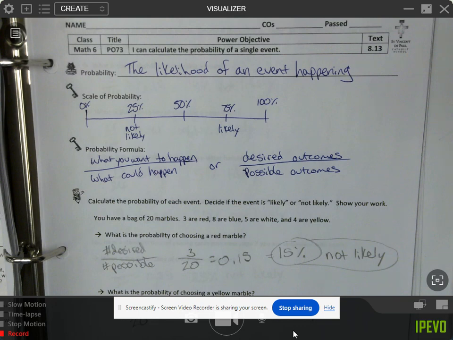Good morning. Today we are correcting PO73. I can calculate the probability of a single event. So in our last objective, remember, we had talked about having multiple events and how many outcomes there were altogether. This time we're talking about just a single event.